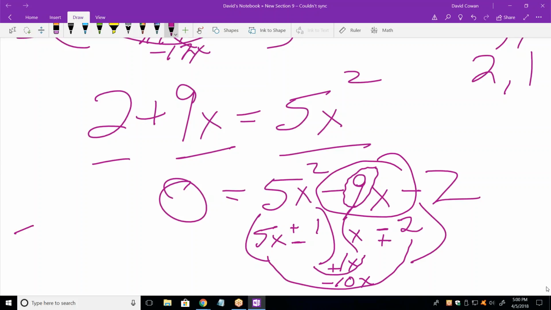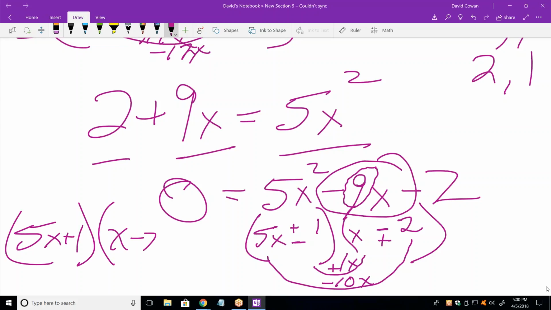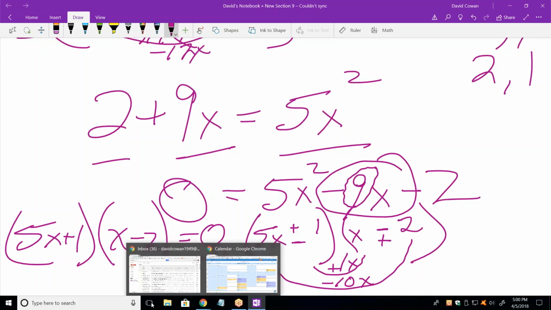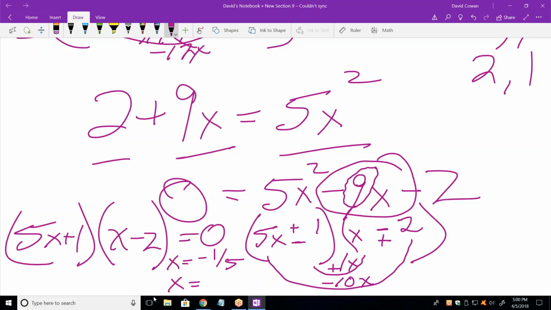So the answer is 5x plus 1 times x minus 2 equals 0. What are the two answers? The first one is negative 1/5. The second one is positive 2. There you go. That's all there is.